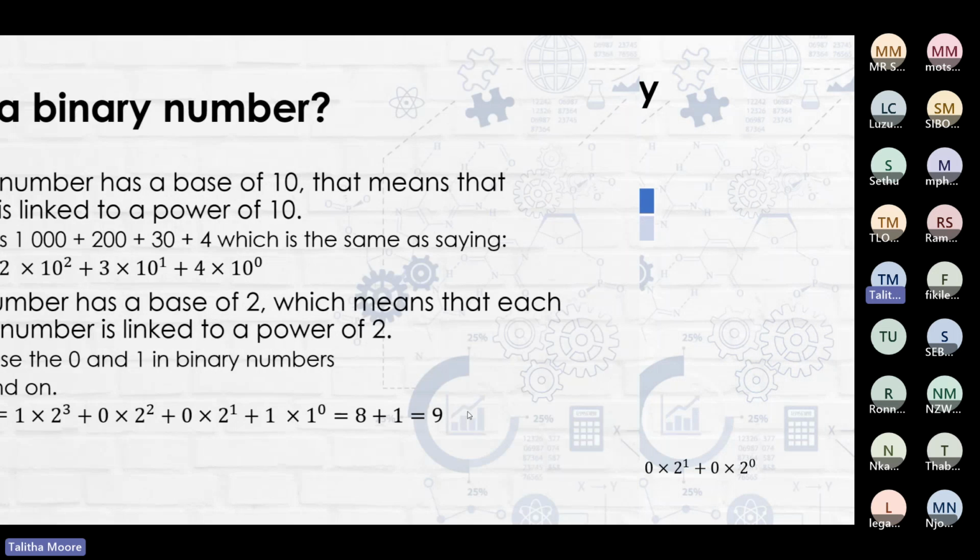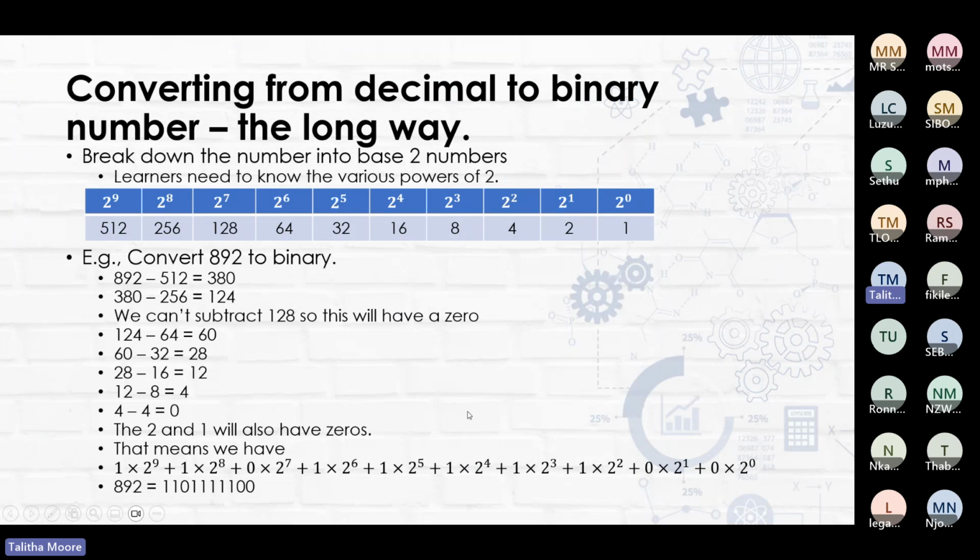Cool. So how do we convert from a decimal to a binary number? And this is the long way around. I will show you a short method, which is quite handy. So we need to break down the number into base 2 numbers. So you need to know the various powers of 2, and this is why I created this table here. So it's very, very handy. All students should know at least up to 2 to the power of 9. In fact, even 2 to the power of 10, which is 1,024, which we just get by doubling 512.